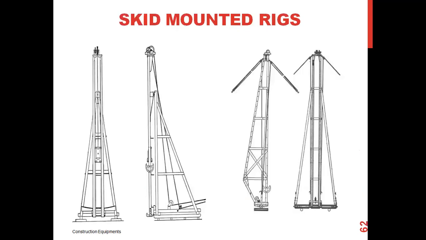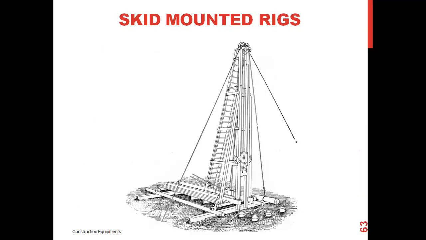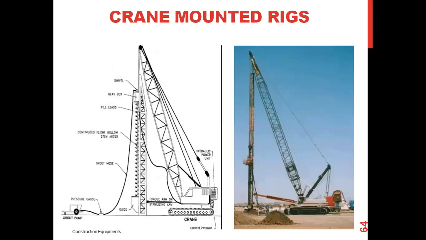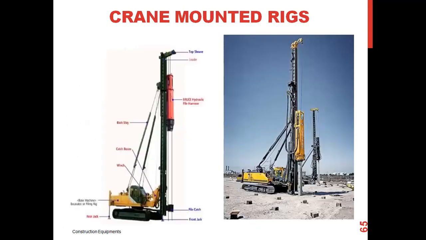So this is the skid mounted rig. Here you can see the tripod arrangement, three legs have been provided and a drilling can be seen here. So the pile can be driven into the ground or supported on the ground in the desired direction of movement. This is the skid mounted rig, and here the crane mounted rig. All these rigs play a major role in the driving of the pile into the ground.